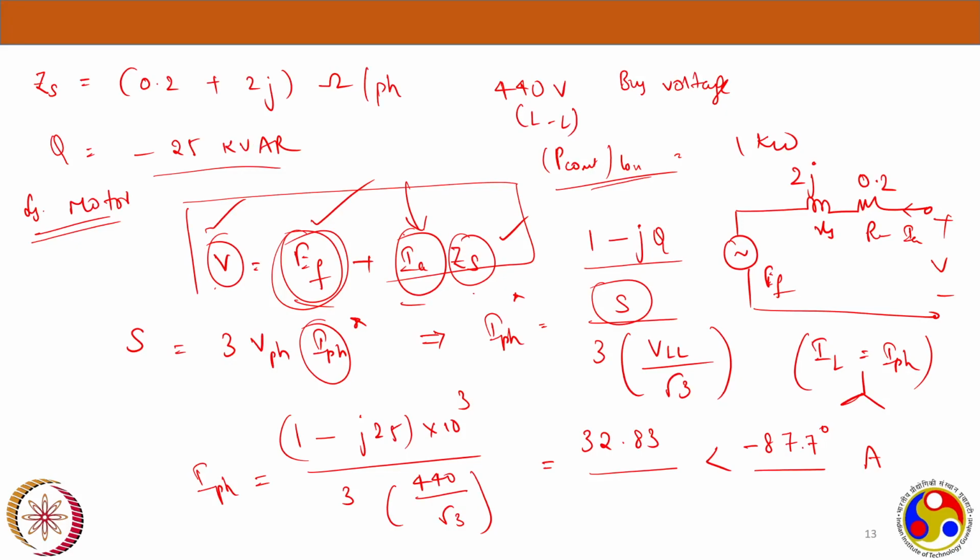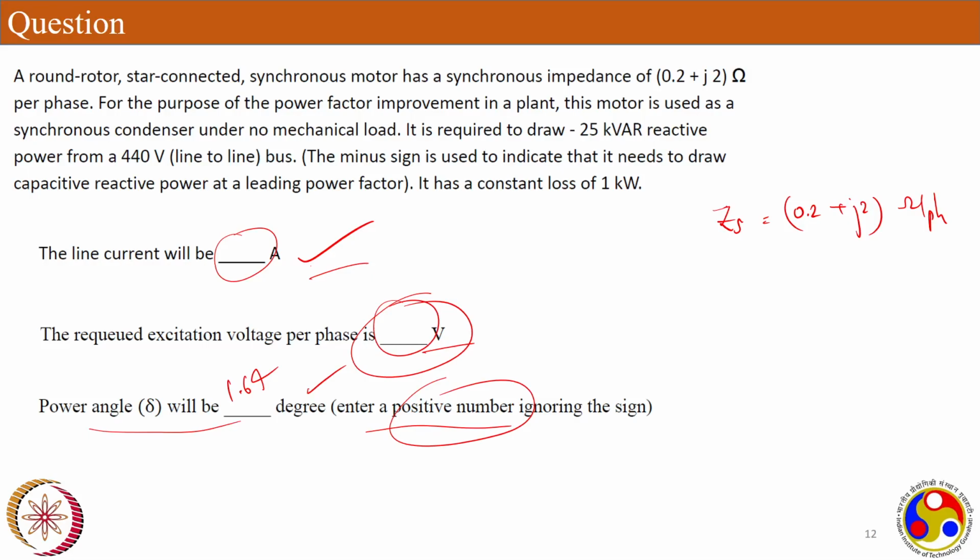The bottom line is, if you can provide this much excitation, that is 319.5 volt excitation at that particular delta, your synchronous condenser would improve the power factor of the plant. That's the ultimate motive of the numerical here.